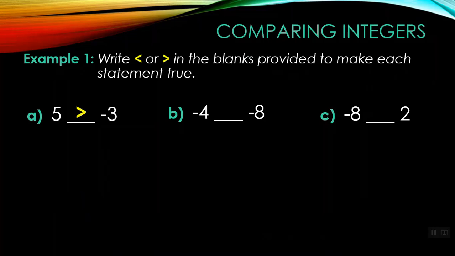Example 1b, negative 4 compared to negative 8. Reading left to right, negative 4 is farther to the right on the number line than negative 8, and so negative 4 is greater than negative 8. Example 1c, negative 8 is what compared to 2? Well, it's farther to the left, so it's less than 2.